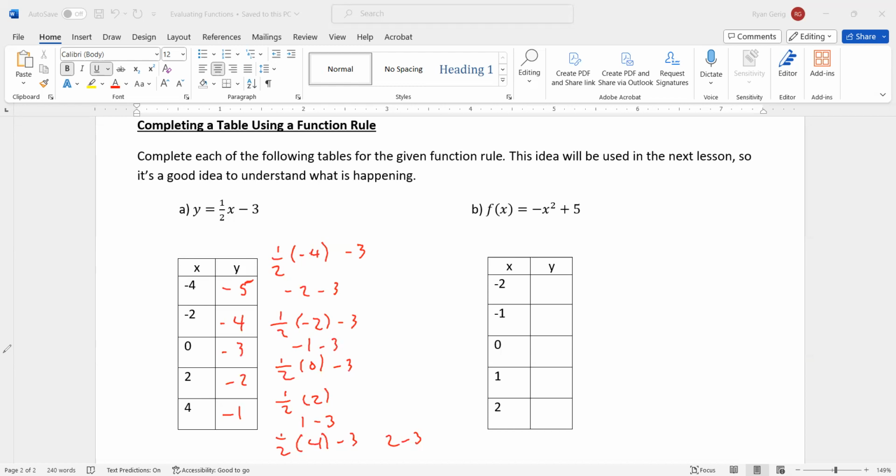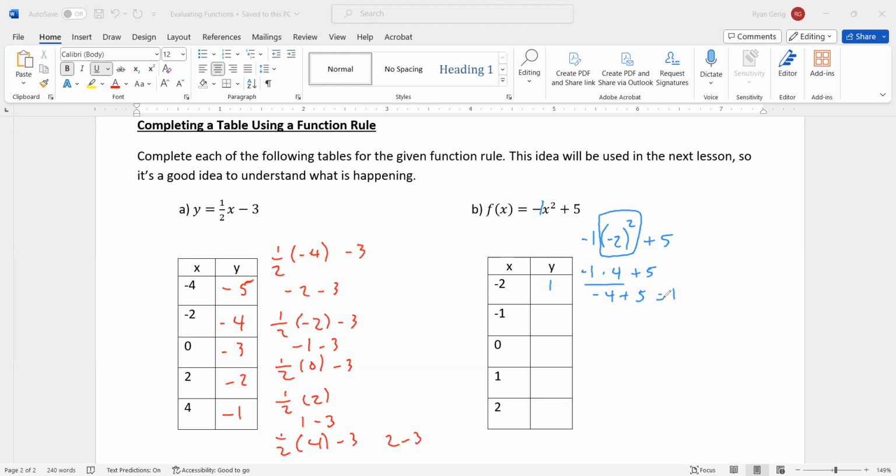You're going to do the same thing with part B. Now, part B is a little trickier. It's got an exponent. It's got that negative as well. Think of that negative like a -1. So it's like -1 times, and I use parentheses again, -2 goes in for x, and that's squared plus 5. The first thing I'm going to do is the exponent. Order of operations says the exponent. So the -1 hasn't been touched yet. -2 times -2 is +4. Now I'm going to multiply -1 times 4. That's -4. Final thing I'm going to do is add 5. So -4 plus 5 is 1.